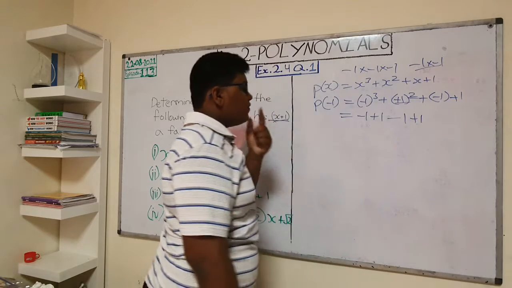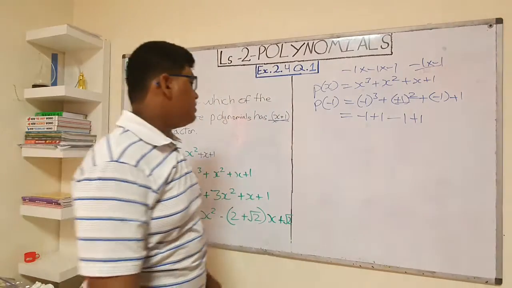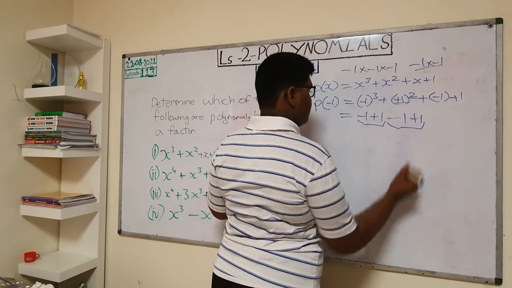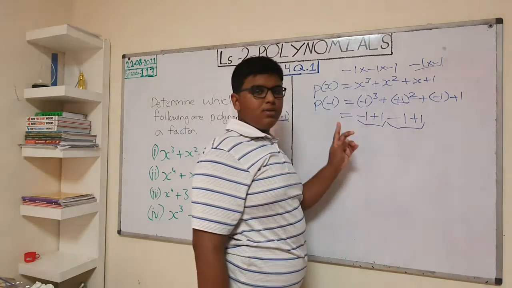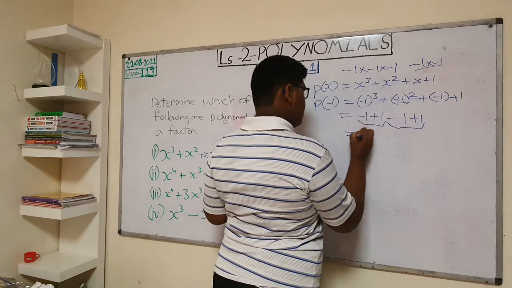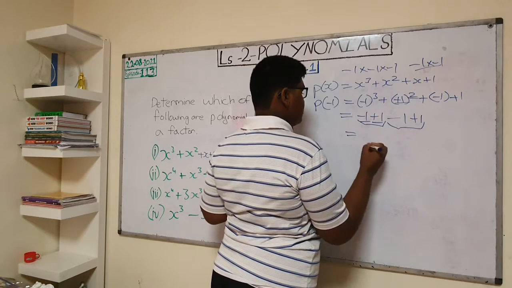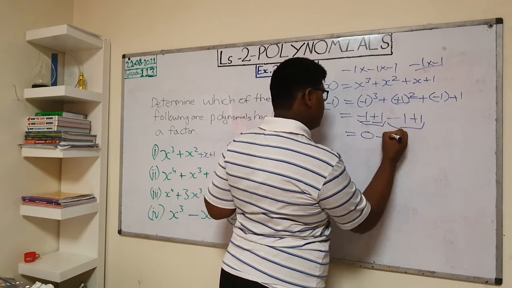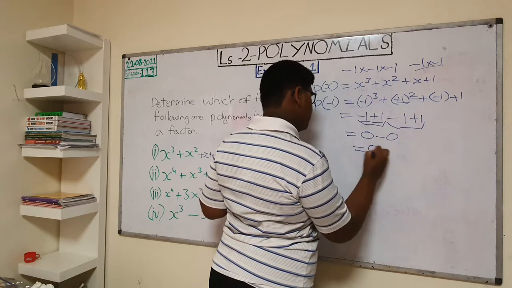Okay, so now here we are having a difference, right? Now the difference is minus 1 plus 1 minus 1 plus 1, right? So we can subtract them both. So here minus 1 plus 1 means 0. Then minus 1 plus 1 means 0. So 0 minus 0 will be 0 itself.